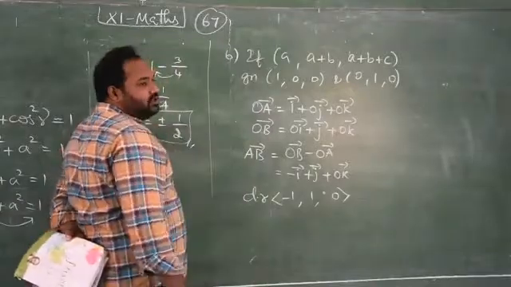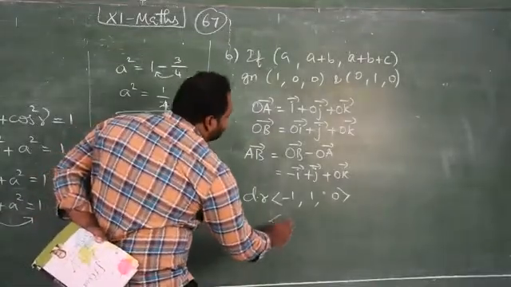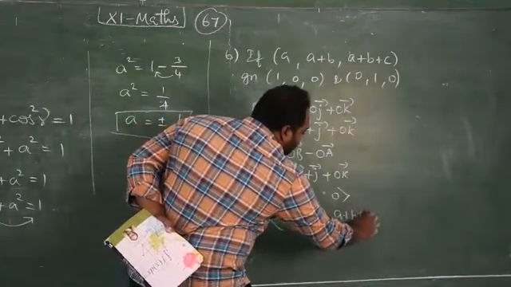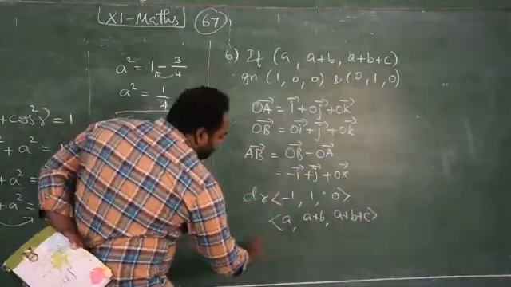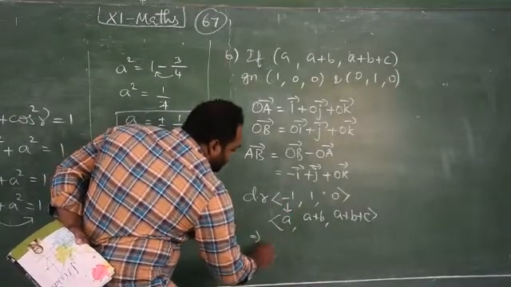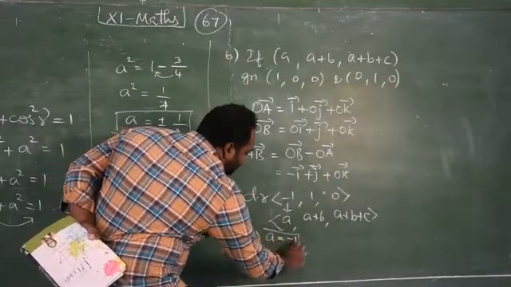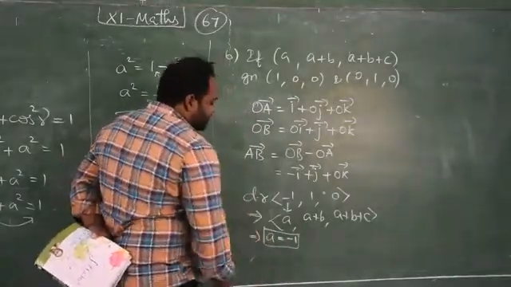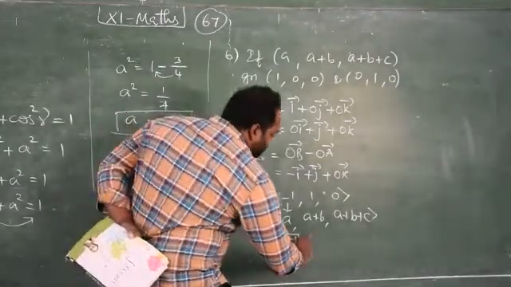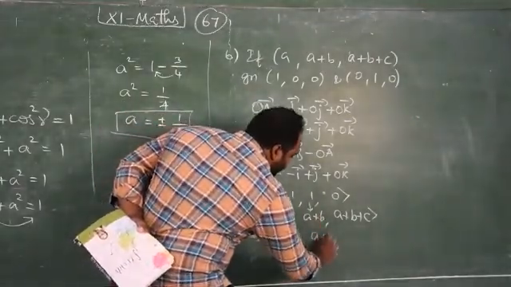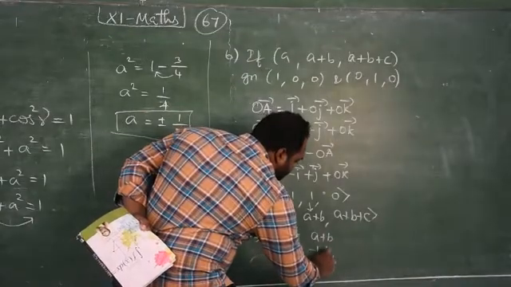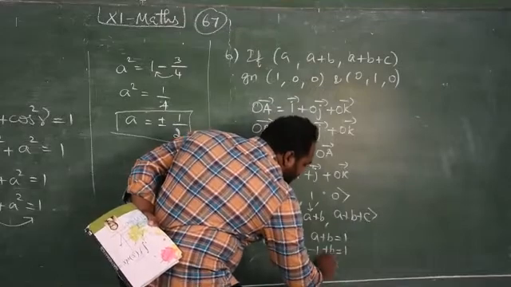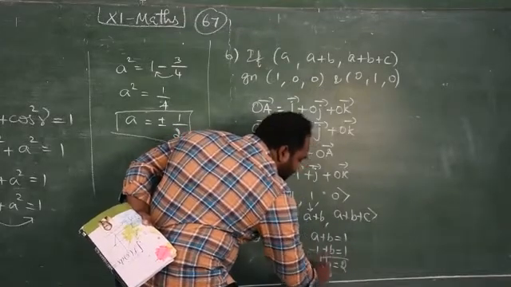Already one set of ratios is given, so I am going to compare with this ratio: a, a plus b, a plus b plus c. Comparing these two given ratios from the question, I get a equals minus 1 directly. Next, comparing a plus b: here a is minus 1, plus b equals 1. If you bring this to the other side, plus 1, so 1 plus 1 is 2.